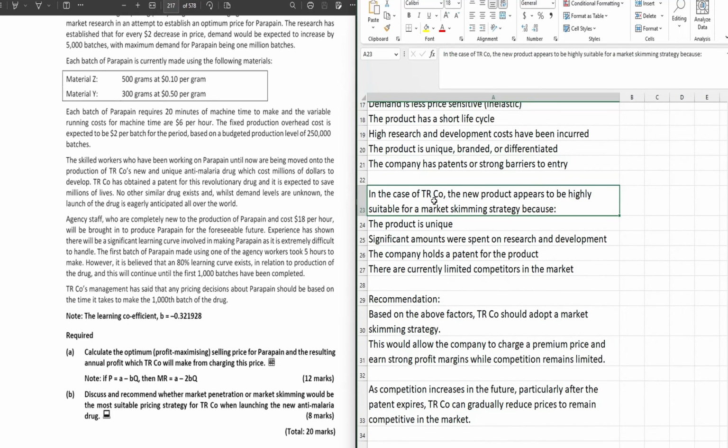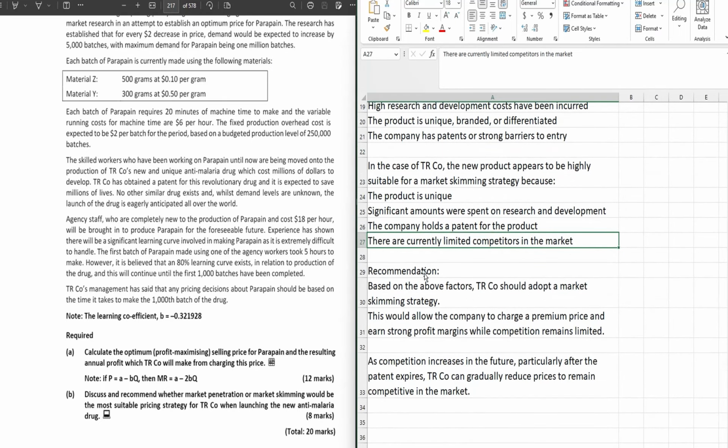So in the case of TR company, the new product, that is the anti-malaria, appears to be highly suitable for the market skimming strategy. Why? Because the product is unique. A significant amount was spent on R&D. It is mentioned somewhere in the scenario, okay. And the company holds a patent for this product so that no competitor can produce a similar one, and there are currently limited competitors in the market.